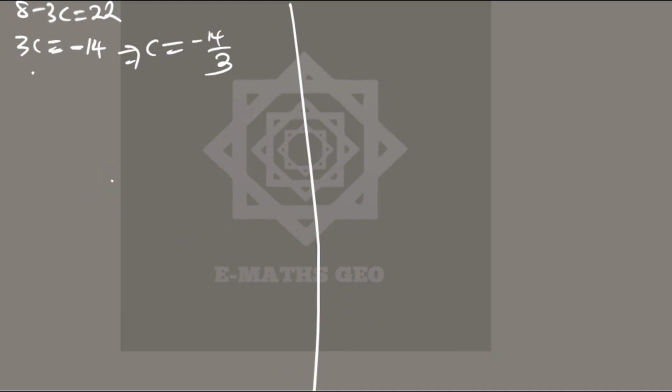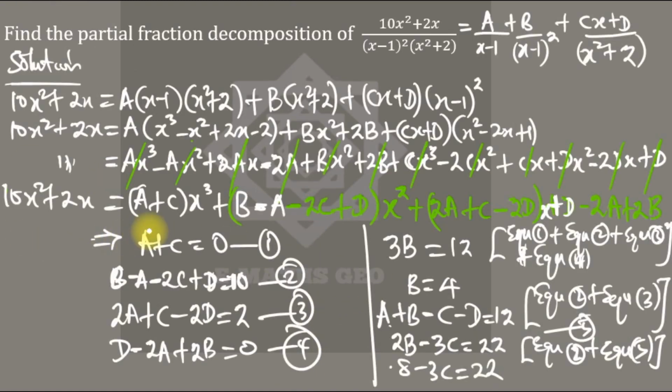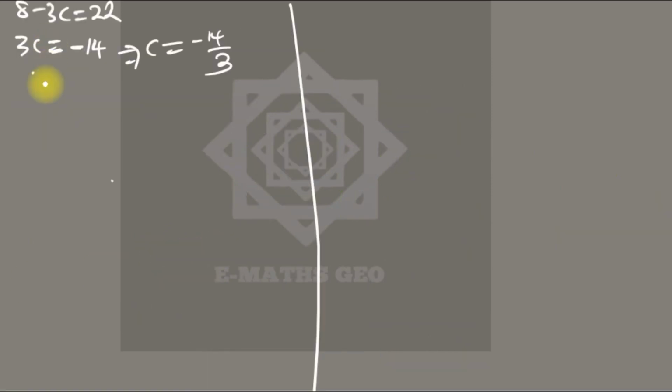Okay, if you look at the first equation, you see that a and c are related. A plus c is 0, which means that a is minus c. So a is minus minus 14 over 3, so I have 14 over 3. So finally, we have gotten a, b, and c.